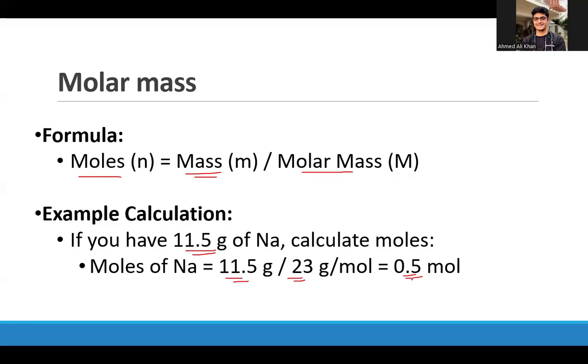And if you want to know the particles in 0.5 moles, you simply multiply 0.5 by Avogadro's number, and you'll get the number of particles. That will be equal to 3.02 into 10 power 23. Right? Somewhere around 3 into 10 power 23 particles.